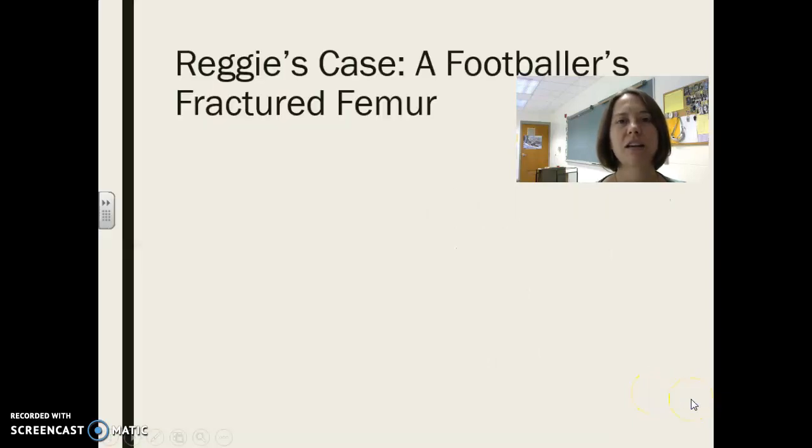This is Chapter 7, Part 1, the Skeletal System, Bones and Joints. So in class we'll be talking about the football player Reggie and his fractured femur.